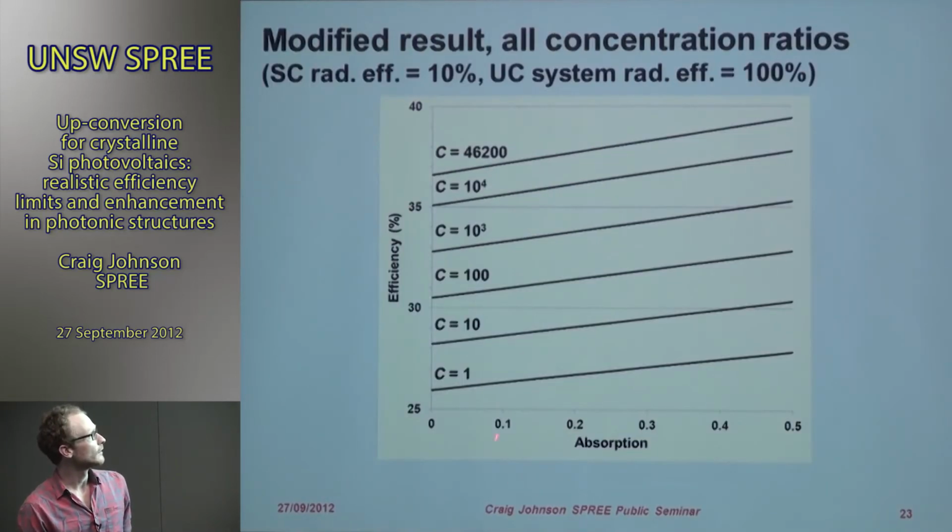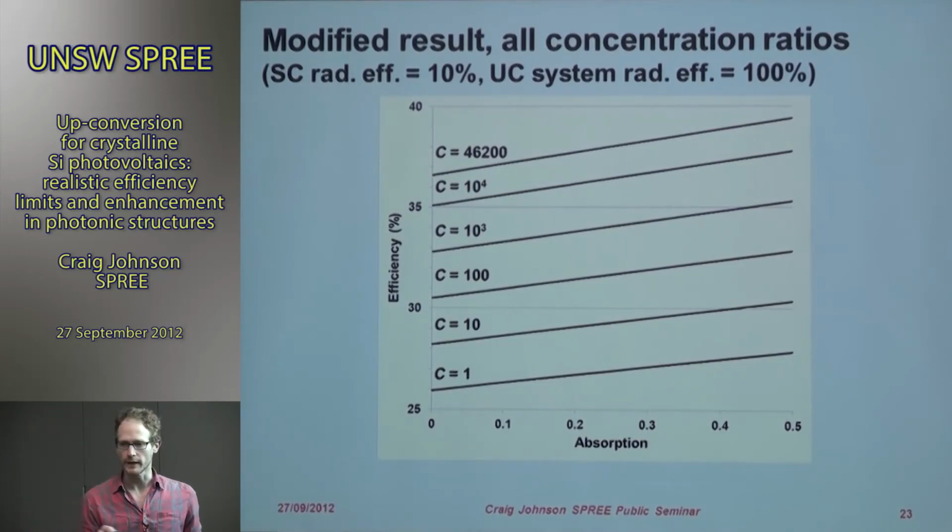It's interesting that there doesn't seem to be any additional benefit by having concentration in this case. Of course, you get a higher efficiency overall, but you can see the slope of every one of these lines is just about the same. This is in the case of a 100% radiative efficiency in the upconverter. For realistic radiative efficiencies, concentration helps quite a lot.